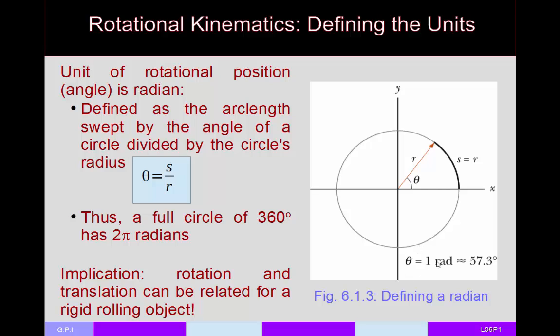And so 1 radian is approximately equal to 57.3 degrees of angle. The way you can do an actual conversion is that there are 360 degrees in a complete circle, and the circumference of a complete circle is 2 pi r. So the arc length of that complete circle would also be the circumference. If you divide that circumference, 2 pi r, by r, you end up with 2 pi radians. So there's 2 pi radians in a whole circle, and 360 degrees in a whole circle. One implication of this, by the way, is that you can now link rotation and translation for a rigid rolling object.